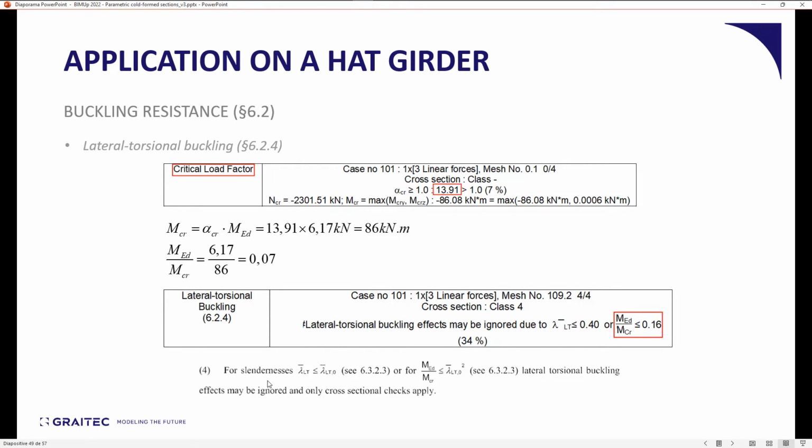It is stated in the Eurocode 3, the general text, where the ratio is below lambda LT0, which is 0.4, so that's why you get 0.16. You can ignore the LTB effects. Of course, depending on your local annex, the limit might be different. For example, in France it is 0.2 and 0.04, but here we got no lateral torsional buckling effects to consider.